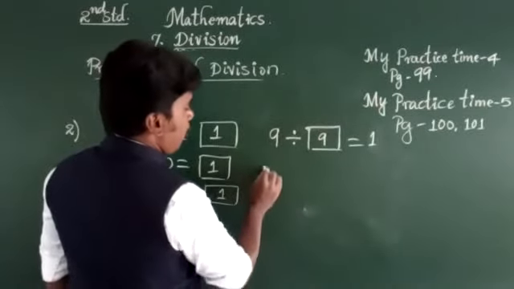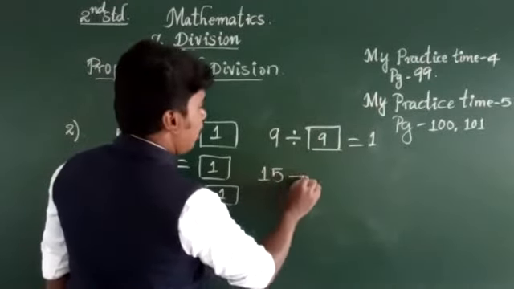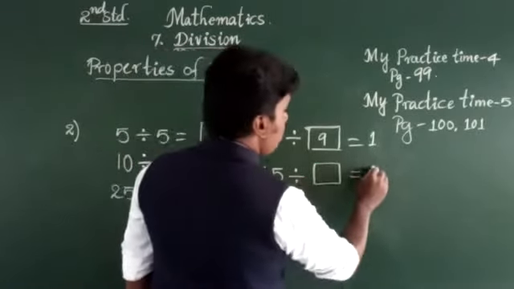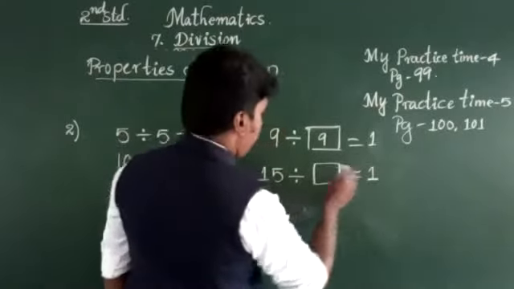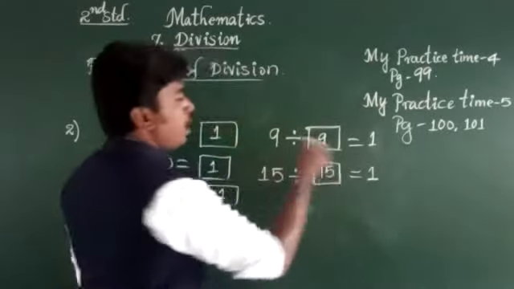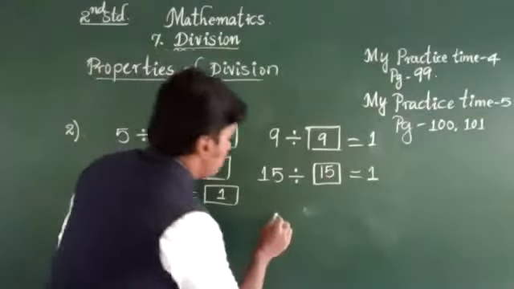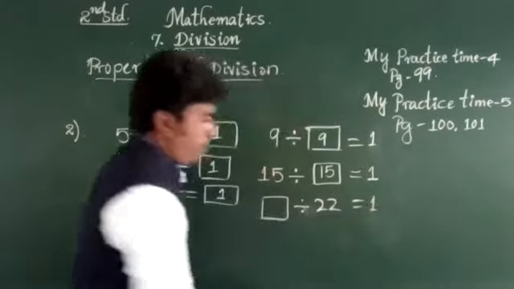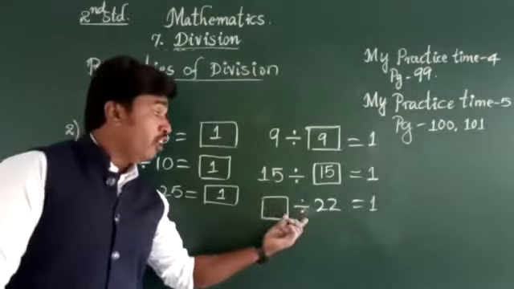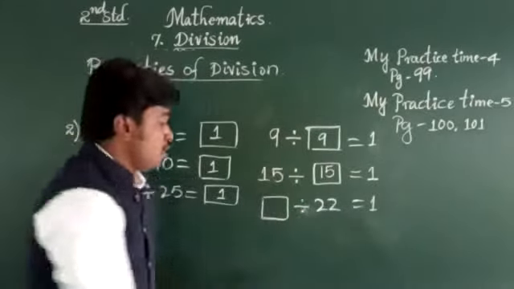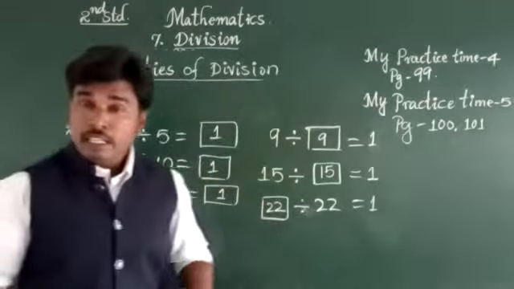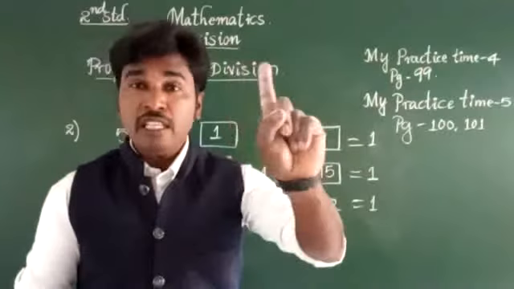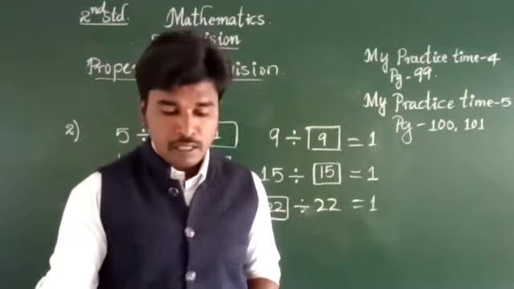So similarly, 15 divided by which number gives 1? The same thing only. 15 divided by 15, you get 1. Dash divided by 22 is equal to 1. Which number, if you divide by 22, gives 1? It is 22 only. When you divide any number by the number itself, the quotient is 1. These are all the properties.